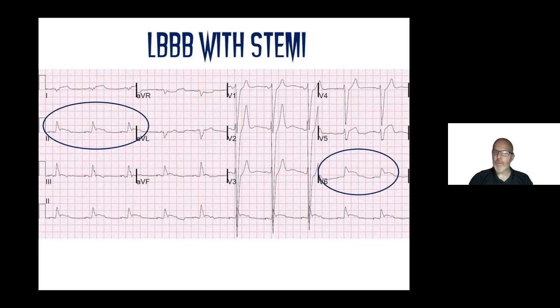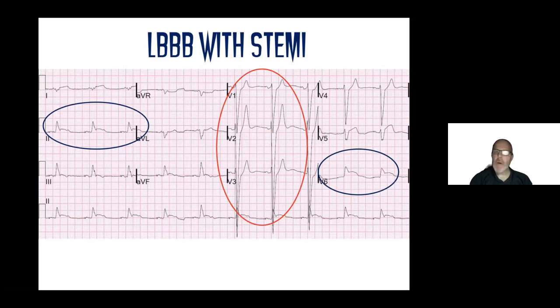But wait, there's more. I'm not just going to look for the first criteria, I'm going to look for the whole kit and caboodle. So the next thing I look at is leads V1, V2, and V3. And if you'll notice, all three of those leads have a QRS complex that's going down and ST segments that are going down, giving you QRS-ST concordance in all three of those right precordial leads. So it meets Scarborough A, it meets Scarborough B, and those are the two most specific findings.